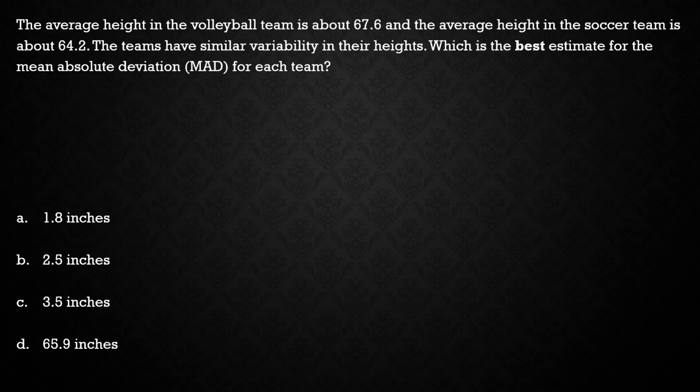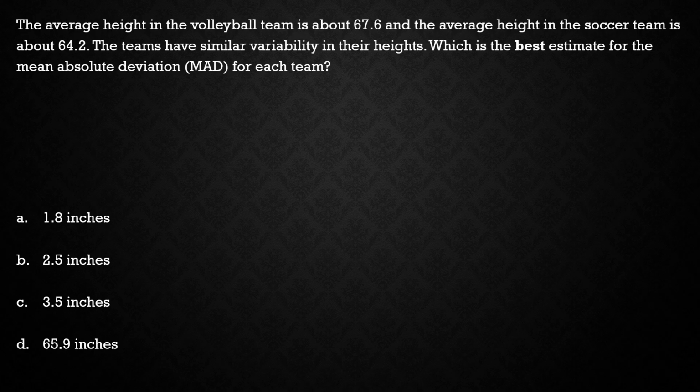All right, now our next question says that the average height of the volleyball team is about 67.6, and the average height of the soccer team is about 64.2. We know that the teams have similar variability in their heights, which means that the best estimate for the mean absolute deviation is what?